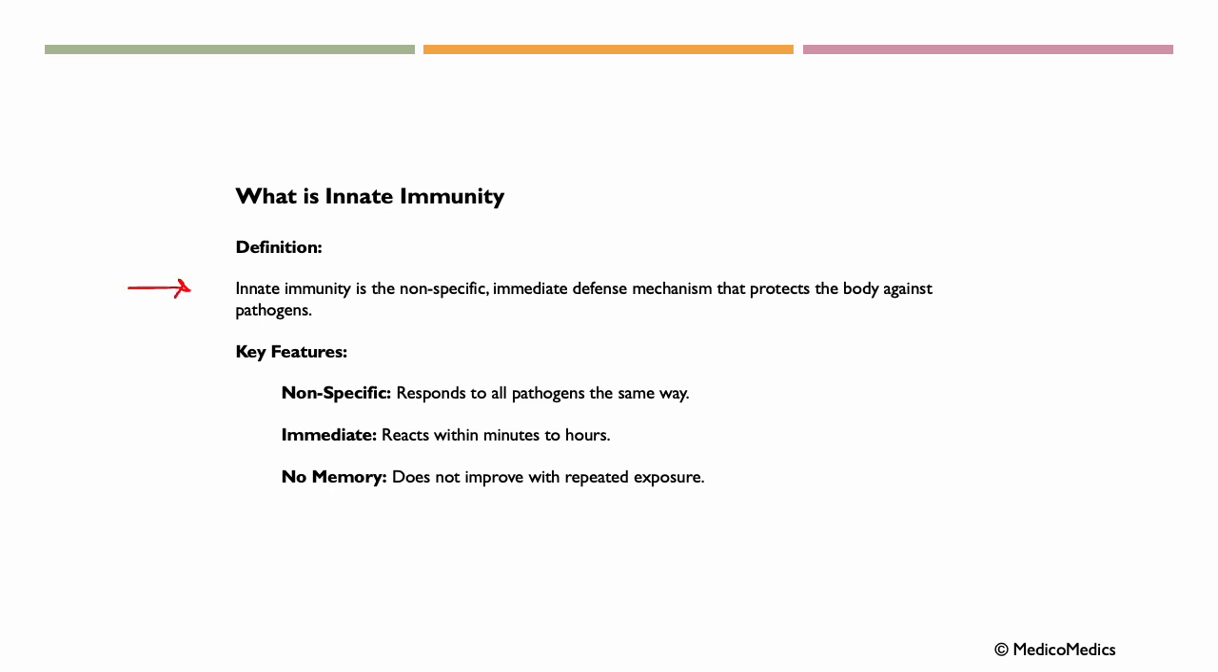So, innate immunity is the non-specific, immediate defense mechanism that protects the body against pathogens. Key features include that it is non-specific, meaning it responds to all pathogens the same way. It is immediate, so it reacts within minutes to hours. But it does not have memory, so it does not improve with repeated exposure.